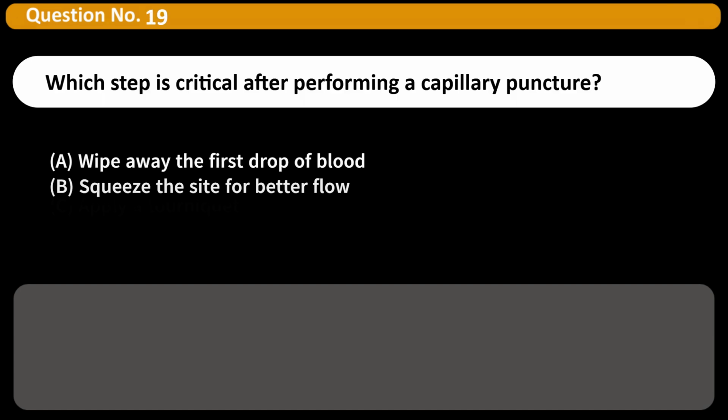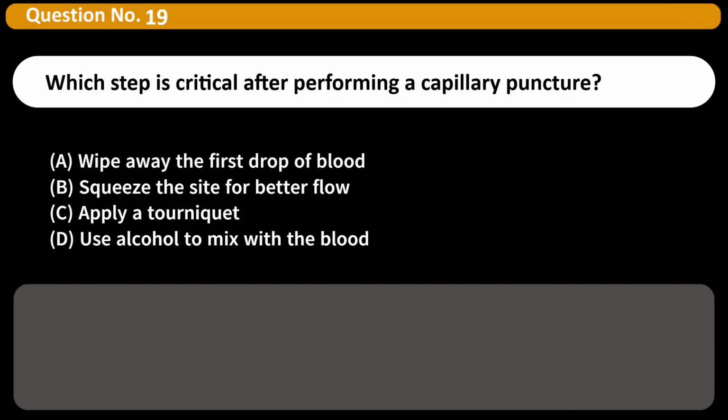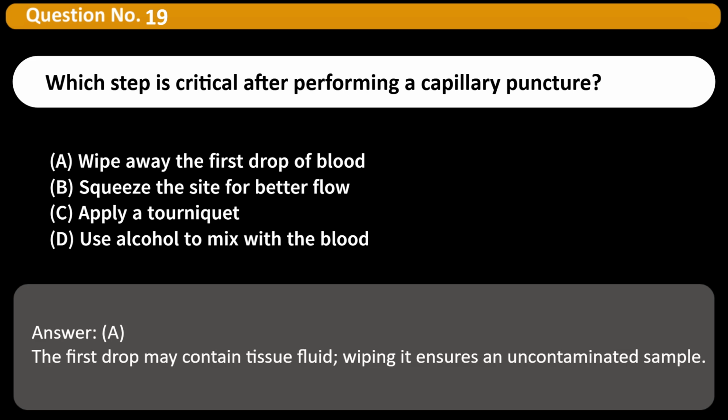Which step is critical after performing a capillary puncture? A. Wipe away the first drop of blood. B. Squeeze the site for better flow. C. Apply a tourniquet. D. Use alcohol to mix with the blood. Answer A. The first drop may contain tissue fluid. Wiping it ensures an uncontaminated sample.